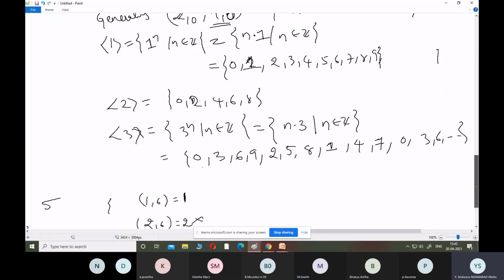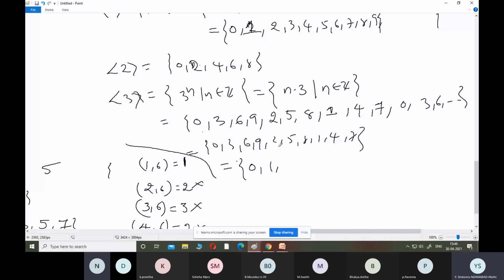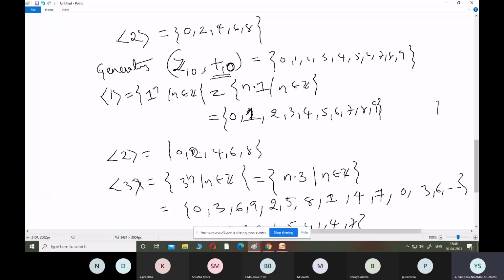What are you seeing? You are seeing the repetition of elements. If I write this in set form, I'll be getting 0, 3, 6, 9, 2, 5, 8, 1, 4, 7. If I write them in proper order, I'll be getting 0, 1, 2, 3, 4, 5, 6, 7, 8, and 9. So a generator is an element that generates all the elements of Z10.